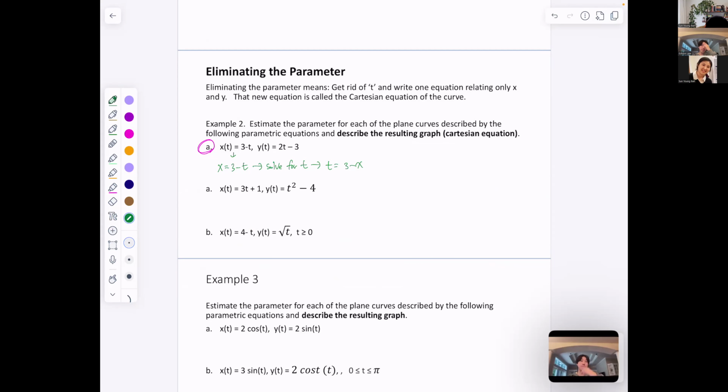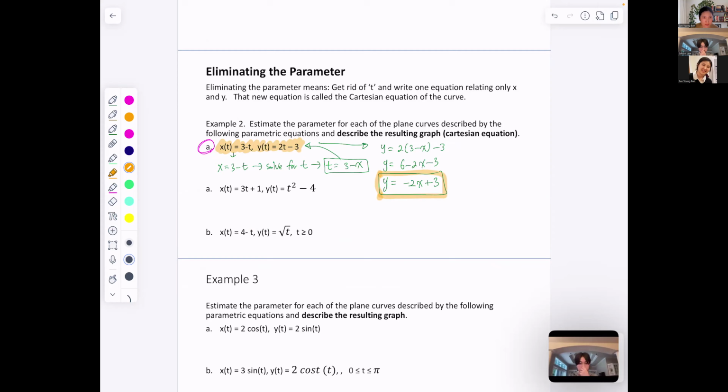Now, we're going to substitute this into the second function, y. Then this function will be y equal to 2 times (3 minus x) minus 3. You guys know the basic algebra: 6 minus 2x minus 3, y equal to negative 2x plus 3. So these two functions we just had form a parametric equation, which is a linear form, y equal to negative 2x plus 3.